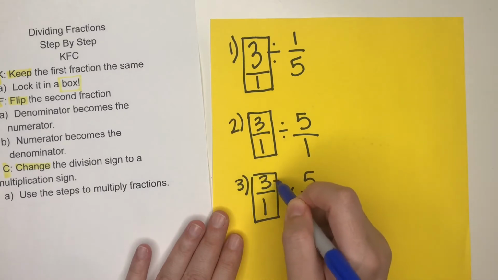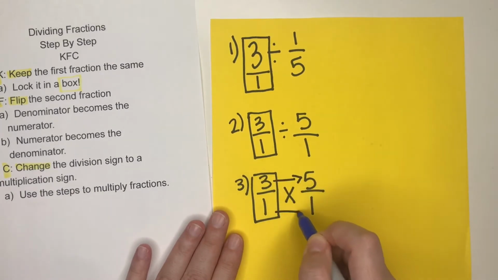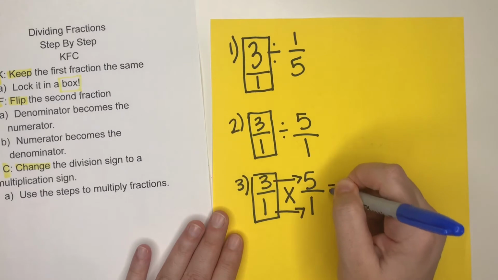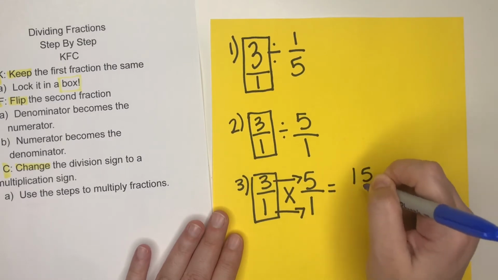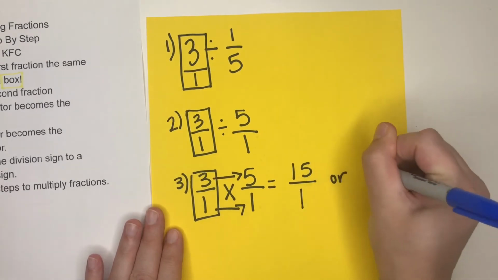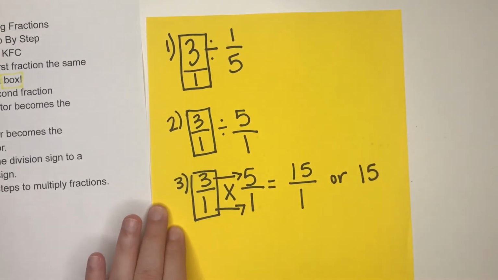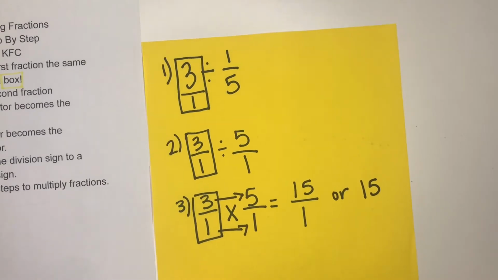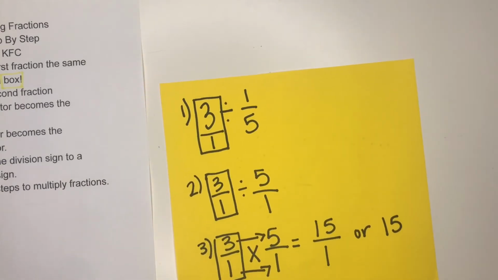And so if you remember our last video where we multiplied fractions, we just multiply straight across, and our answer is 15 over 1. When I simplify that, I can write it as 15. All right, let's go ahead and try another fraction problem.